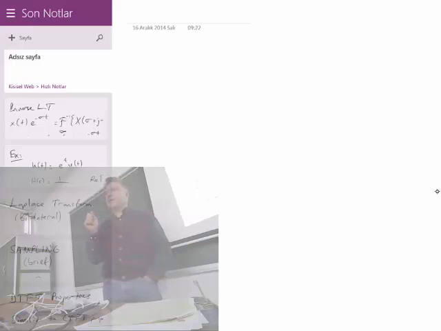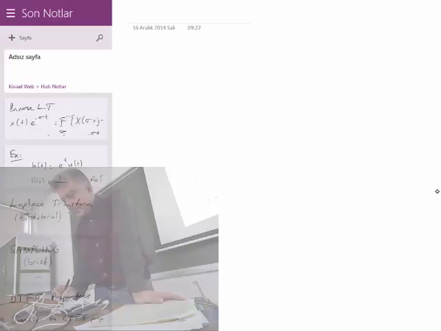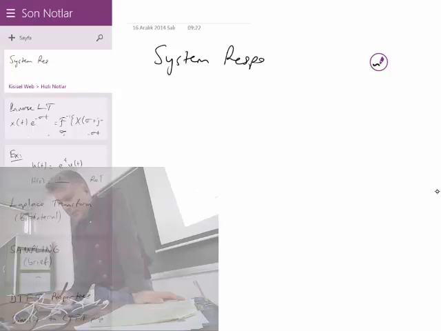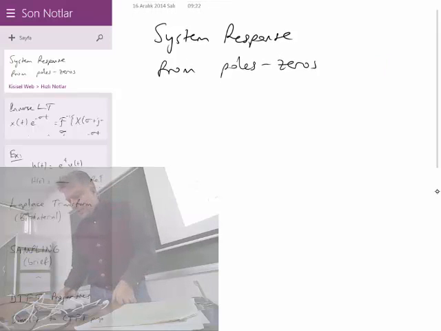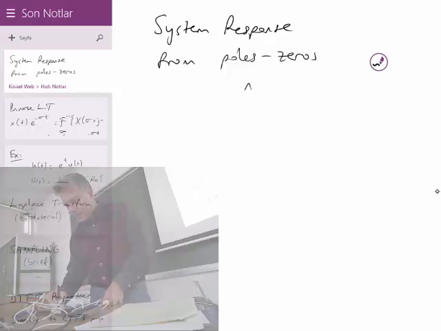Those applets are quite beneficial to understand the concepts, but without that I'll try to explain just by drawing. System response from poles and zeros is the topic that I want to explain now. What I mean by that is something like this.